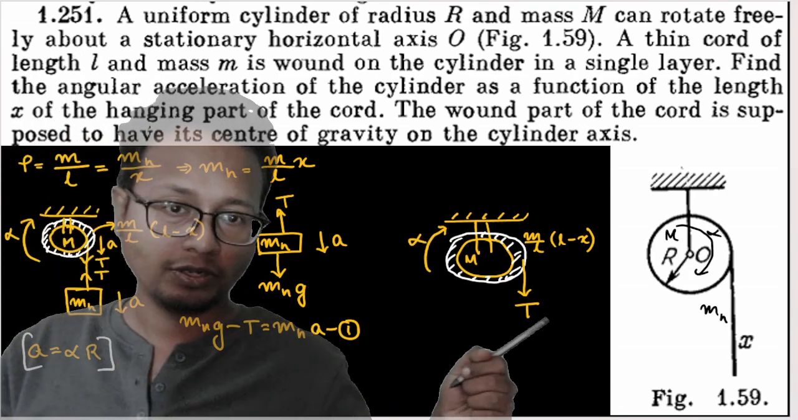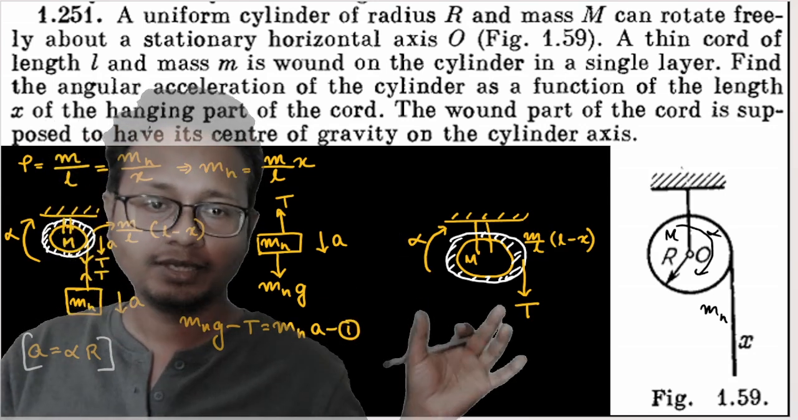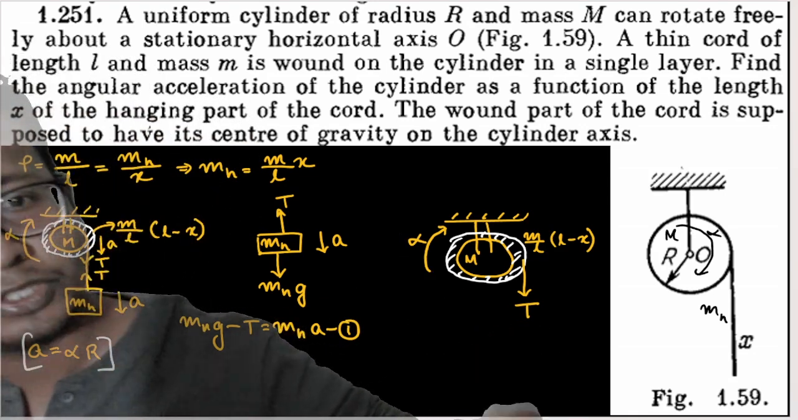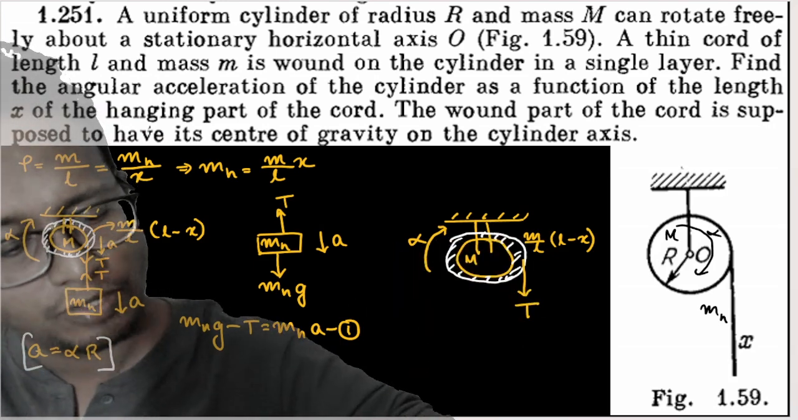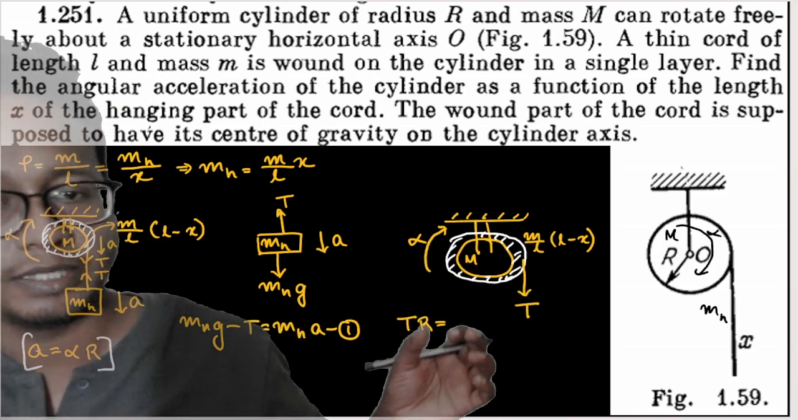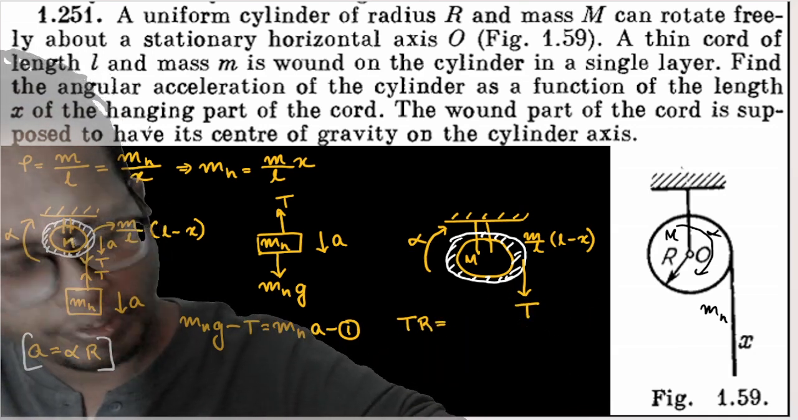Okay, so this torque due to the tension force is causing this angular acceleration alpha. This much is understood. Now let's write the equation. Total torque is equal to moment of inertia into angular acceleration. What is the total torque? Total torque is nothing but T into R, which is equal to the total moment of inertia into alpha.